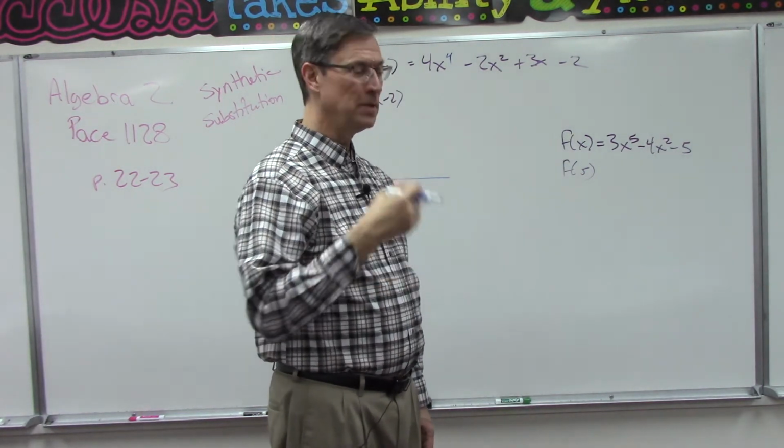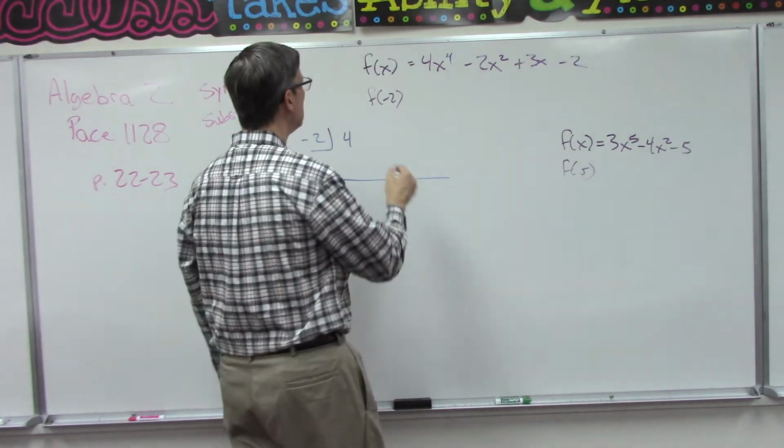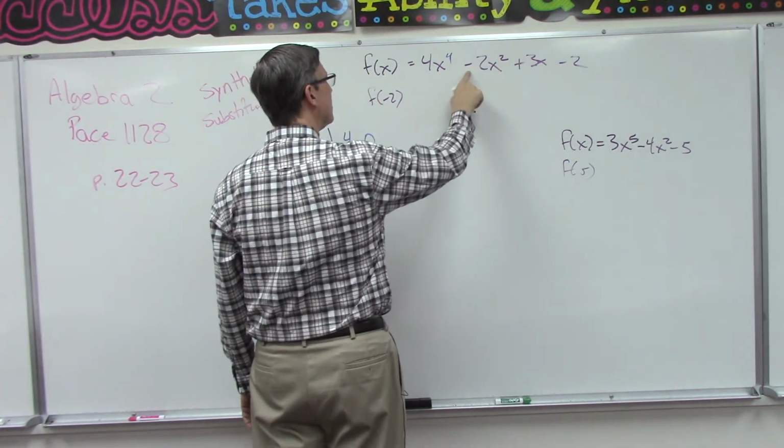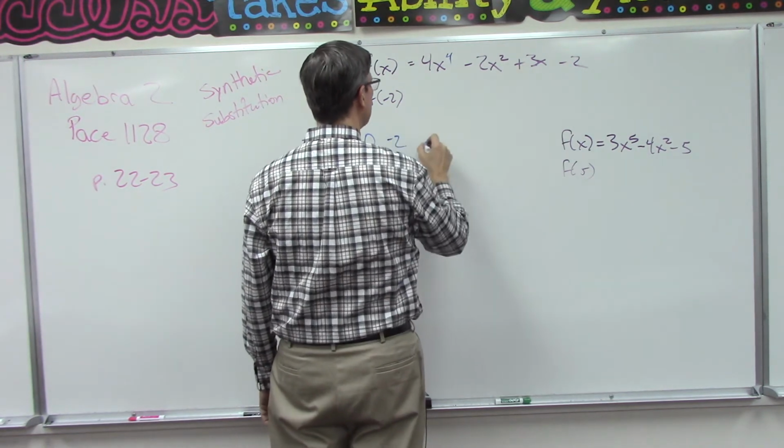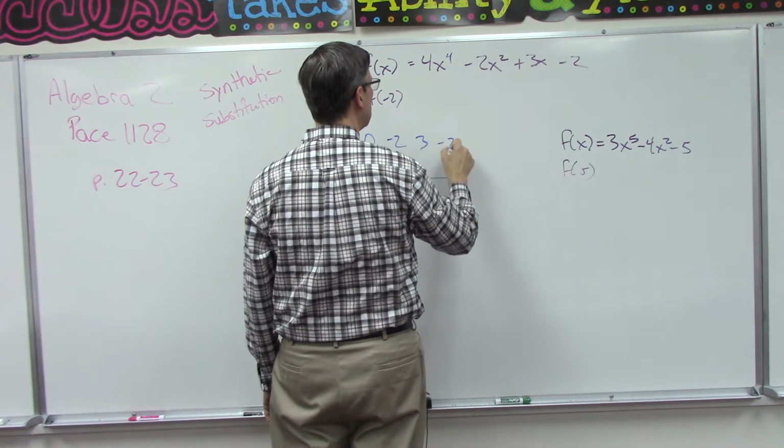Now some of the problems have all of them there. But if it's missing, we have to put in a 0. The coefficient when I have x squared is -2. The coefficient for x is 3. And then finally I have -2.